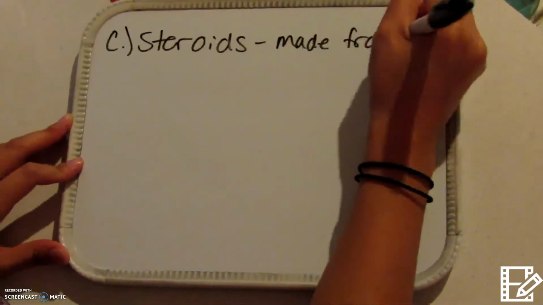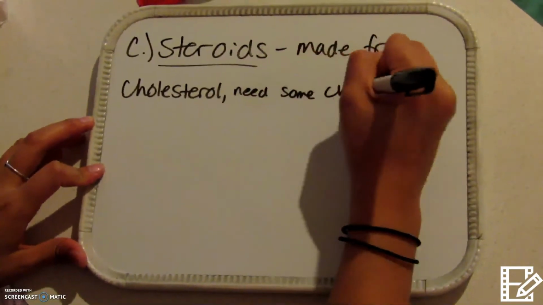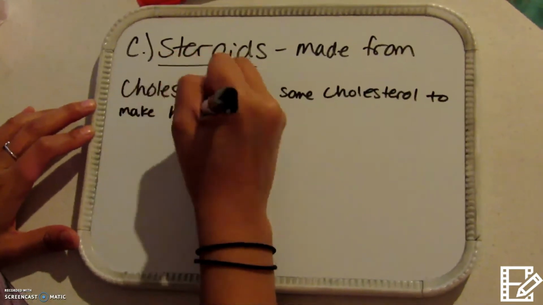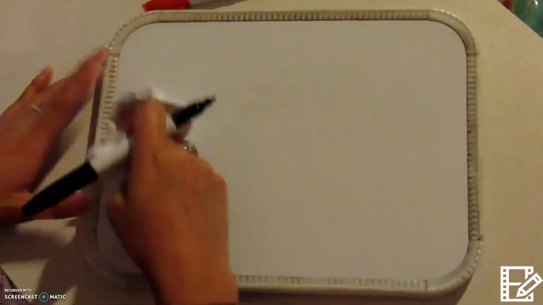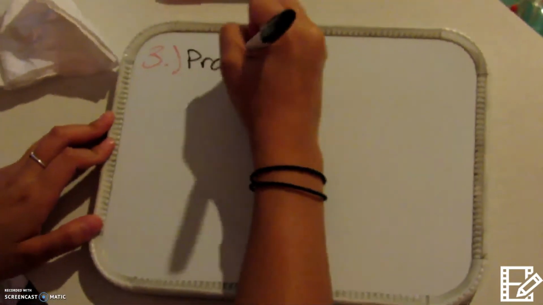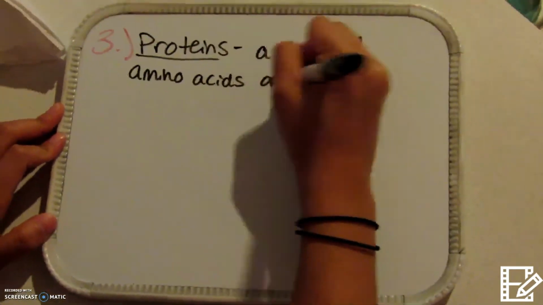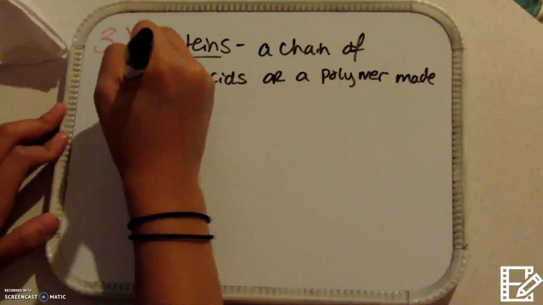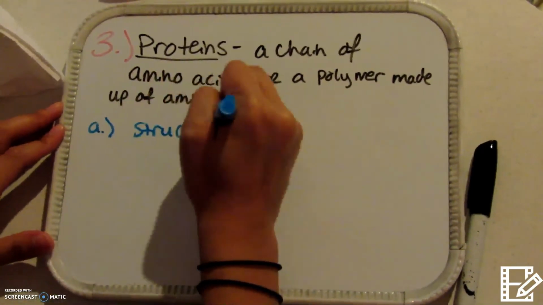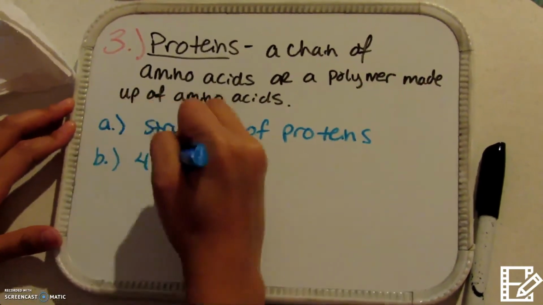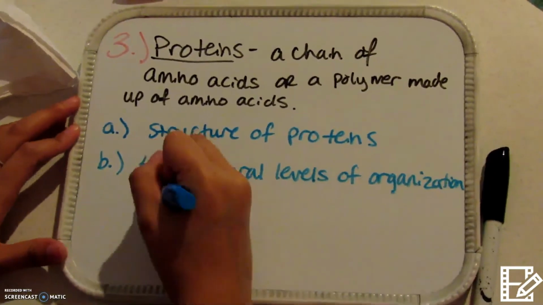Next part of lipids are steroids. These are made from cholesterol. They need some cholesterol to make hormones, and it's mainly sex hormones. Next, we'll talk about proteins. Protein is a chain of amino acids or a polymer made up of amino acids. There are three parts to this, which is the structure of proteins, the four structural levels of organization, and the fibrous part of proteins.